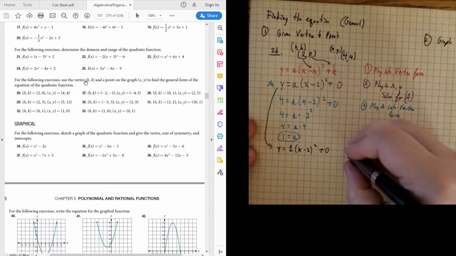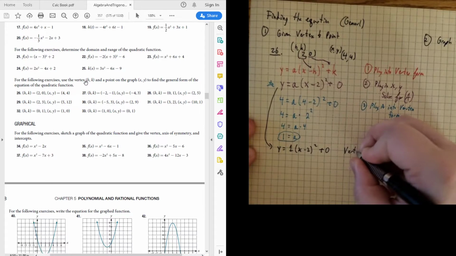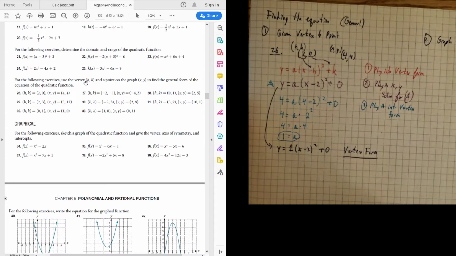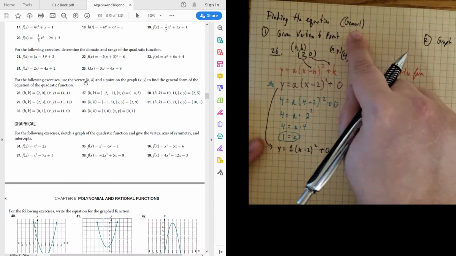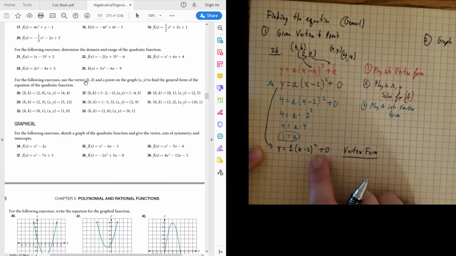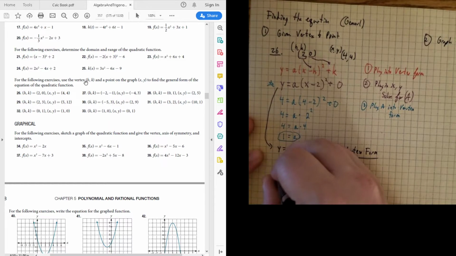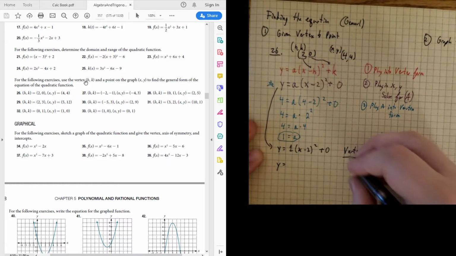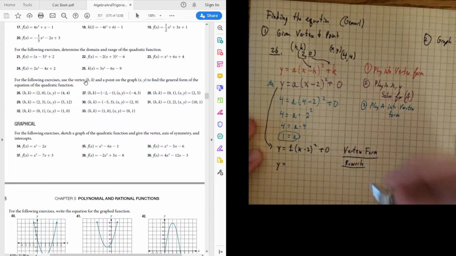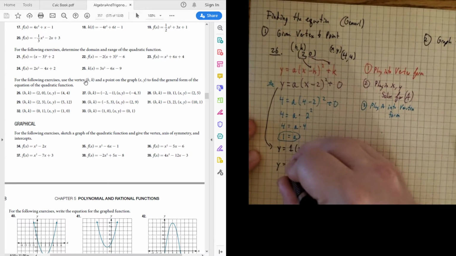If the question asked for vertex form, then we would be done. If the question just said find the equation, we'd be done. The question says to find the general form, and so I need to take an extra step here to go ahead and rewrite this to be in the other form. Now to do that, I'm going to use some properties of algebra.